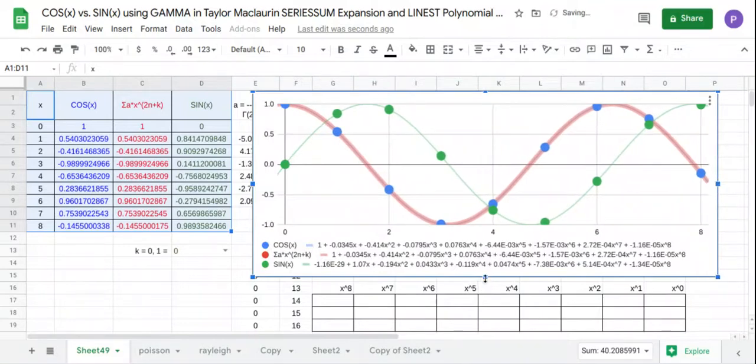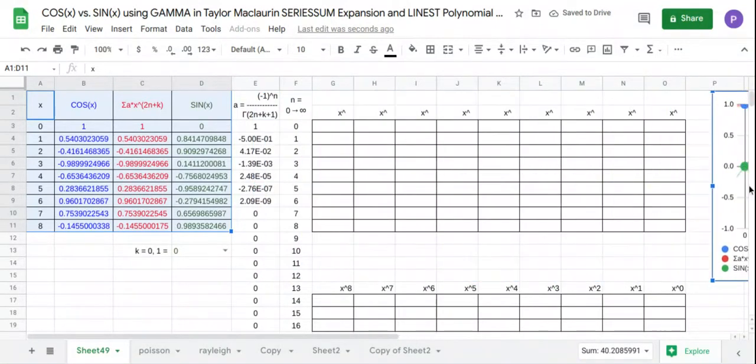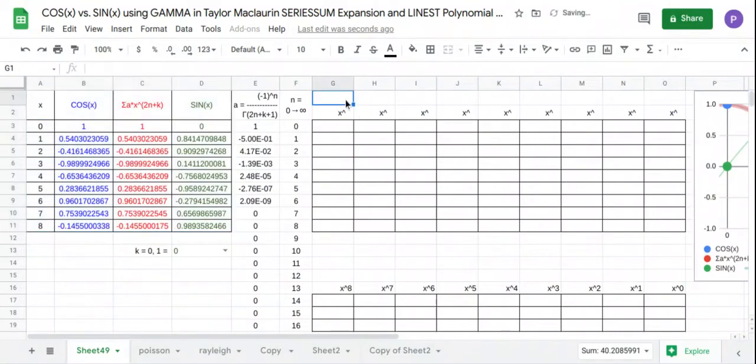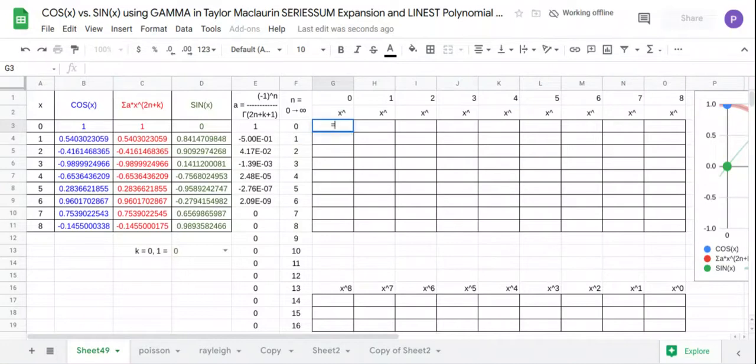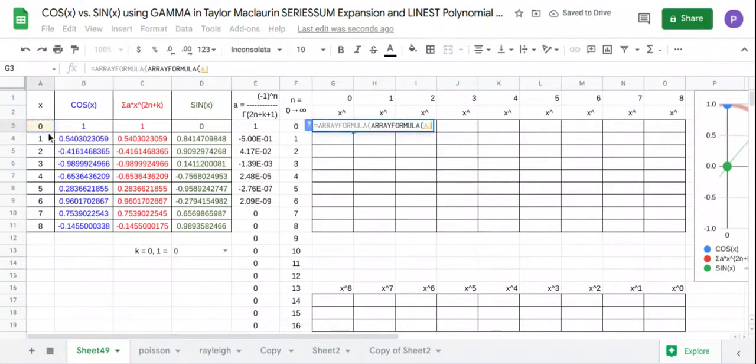We'll calculate the polynomial regression coefficients, these coefficients, using LINEST. To do that, we complete the LINEST matrix, starting with the power, which is transpose 0 to 8. And the elements of the matrix, which is equal to array formula of the x values raised to the power 0 to 8.